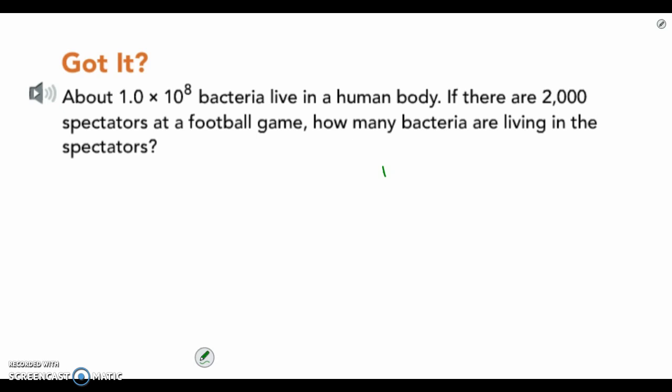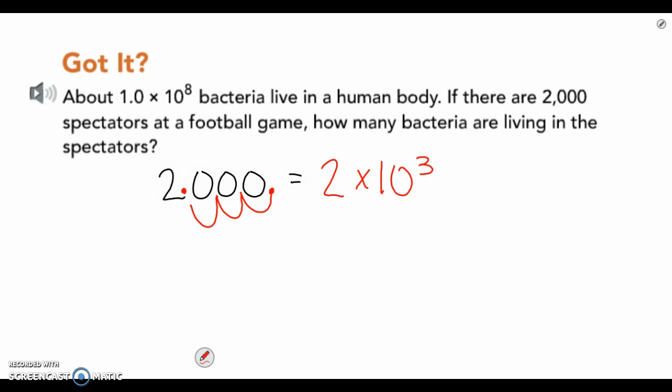The first thing that we're going to have to do here is write 2,000 in scientific notation. To write this in scientific notation, we're going to take our decimal and move it to where we have a number that is greater than or equal to 1 but less than 10. So that's going to be 3 places behind the 2. So that is 2 times 10 to the third power. I know that's going to be a positive 3 as my exponent because my number is greater than 1 whole.